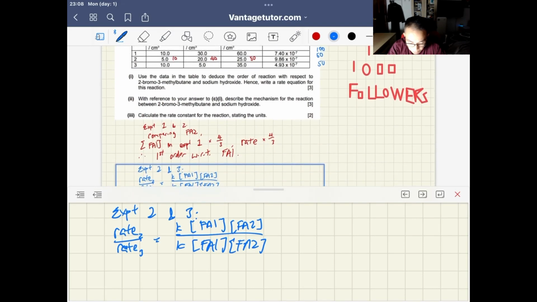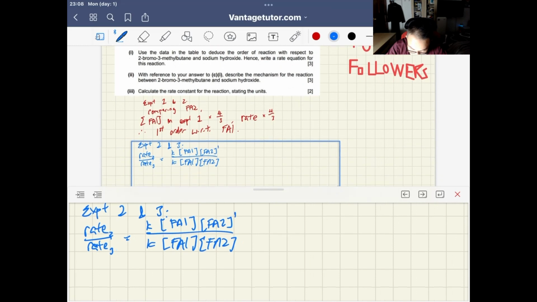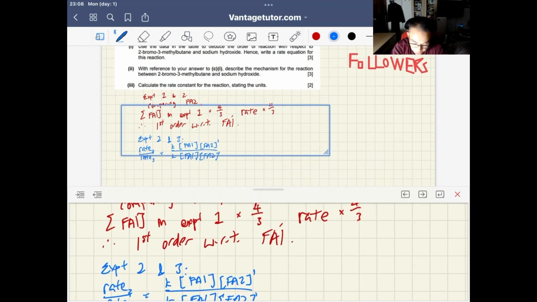FA2 that we found? Yeah, it's not FA1, FA2, my mistake. It's first order. So this is first order and first order. Let me just make a change over here right now. Okay, so this is going to be FA2, with respect to FA2.